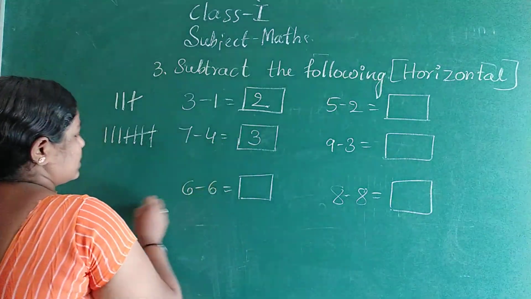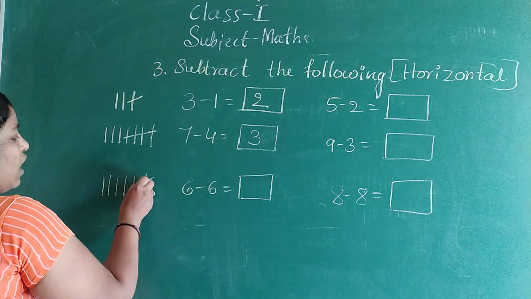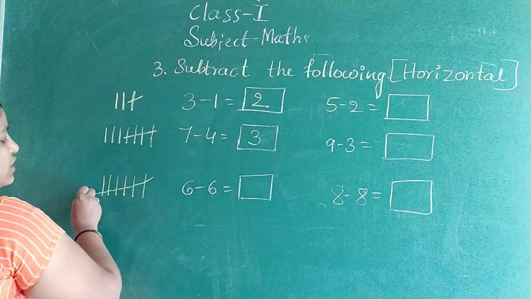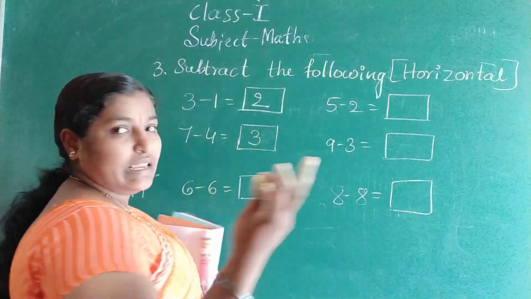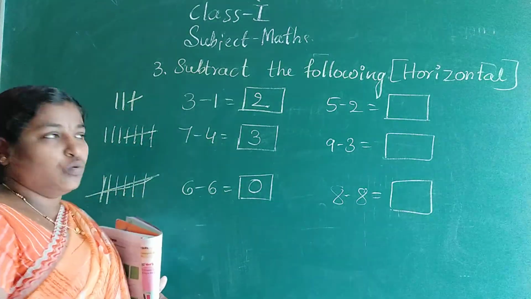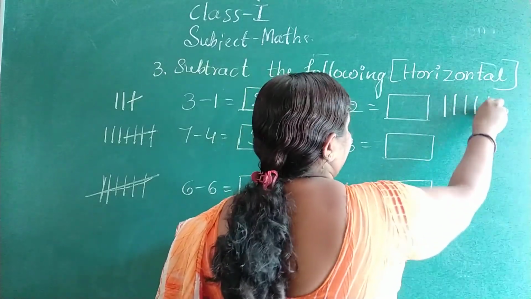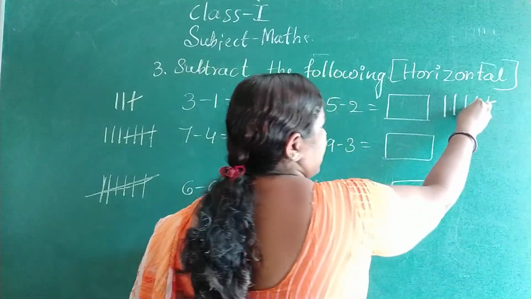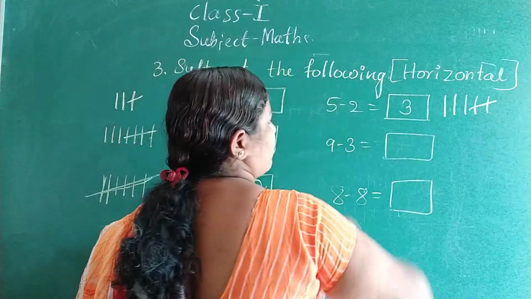6 minus 6. 1, 2, 3, 4, 5, 6. All lines have crossed. Not even one line remains, so the answer is 0. Next, 5 minus 2. 1, 2, 3, 4, 5 minus 2. Two lines you should cross. So 1, 2, 3. 3 are remaining.